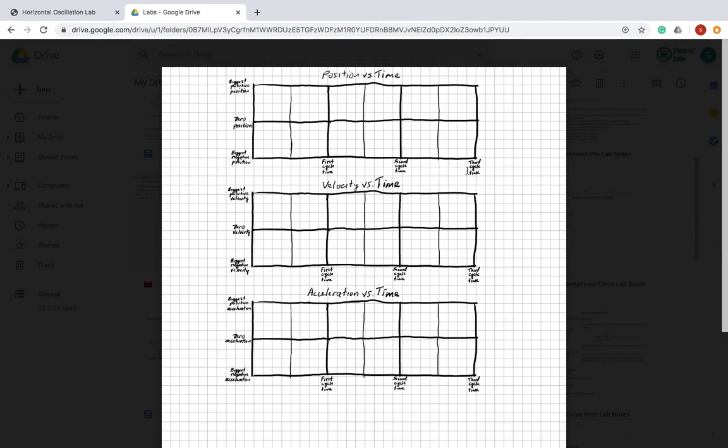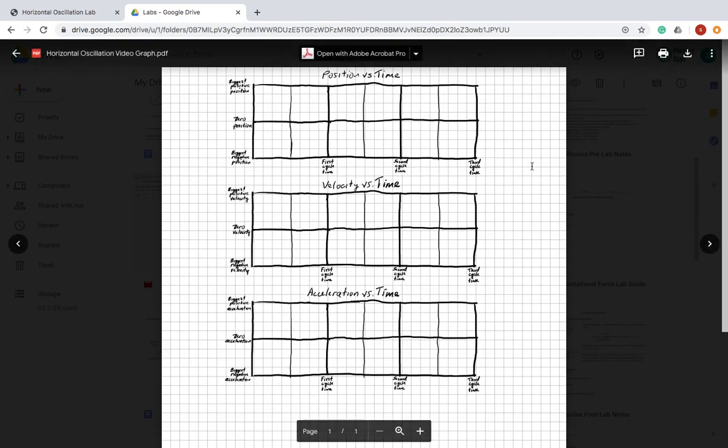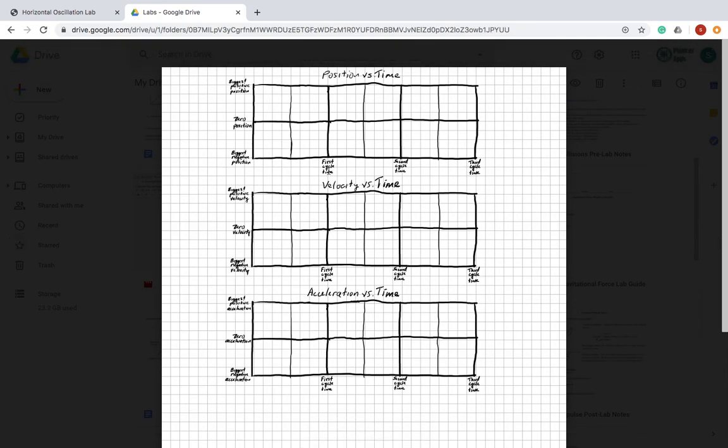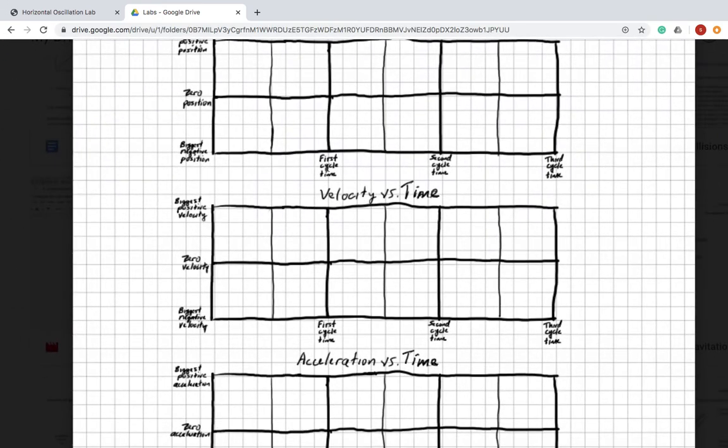And then below here, this would be considered your time axis. What I have here is a first cycle time, and then a second cycle time, and then a third cycle time. What that means is, for the first cycle time, this is the first time that the hovercraft went all the way forward and then back to its original position. So that would be the time of one cycle.